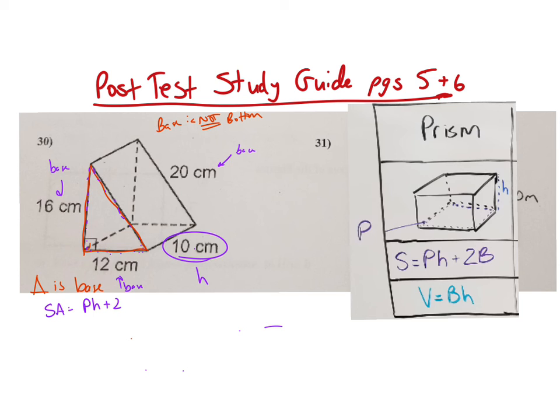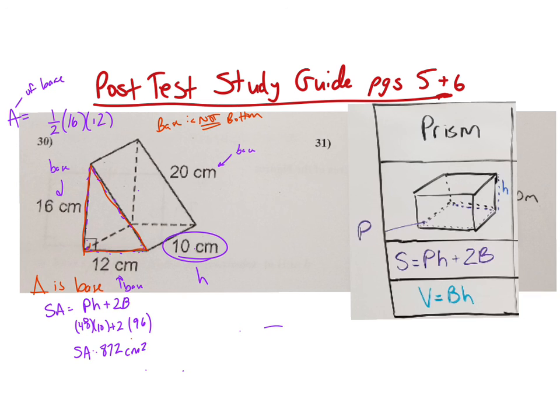Plus 2 times the area of the base. Now remember, that's a big B, that's why it's the area of the base. So my perimeter is 16 plus 12, which is 28, plus 20, which is 48. The height we just talked about is 10. And plus 2 times the area of the base, so it's 1/2 times 16 times 12 is the area of the base. So 8 times 12 is 96. So it's 2 times 96. So I have 48 times 10 plus 2 times 96. So I end up with 872. So my surface area is equal to 872.